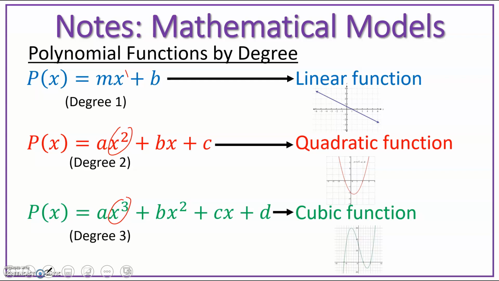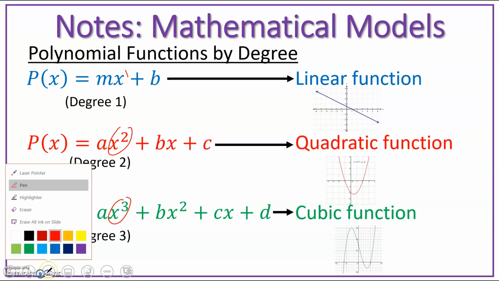Now, we have names for the larger ones. So beyond 3, a 4th degree would be considered quartic, a 5th degree, quintic, and so on. Generally, when we get past 5th degree, we begin just referring to them by the degree. So we would just call it a 6th degree or 7th degree or 8th degree polynomial, and we wouldn't have a special name for it.